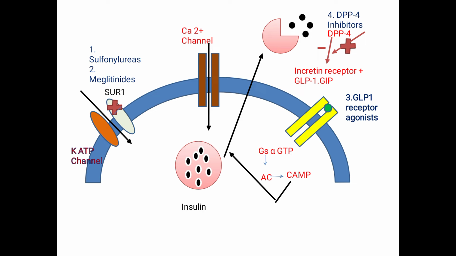Fourth one is DPP4 inhibitors. DPP4 is an enzyme which will degrade the incretins like GLP-1 and GIP. If they are degraded, then insulin will not be released by this mechanism, right? So we inhibit the enzyme that degrades incretins. Therefore, this entire mechanism will be restored. So the drugs are all the gliptins: linagliptin, sitagliptin, saxagliptin, alogliptin.